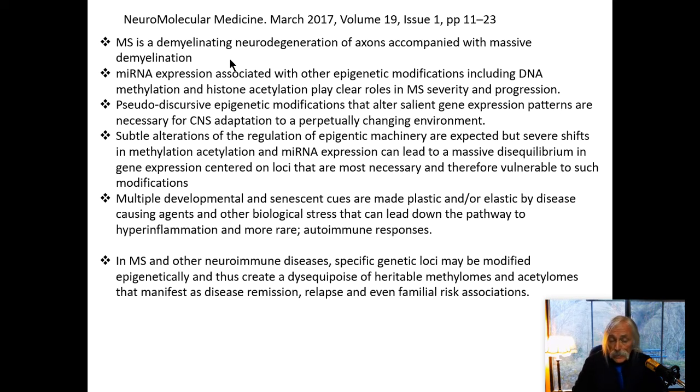new paper. All right. So in MS and other neuroimmune diseases, specific genetic loci may be modified epigenetically, that is methylation, acetylation, microRNA, major canonical mechanisms, and thus create a dysequipoise, right? So you have equipoise where everything is homeostatic and the controlling mechanisms are giving you a healthy cellular environment. So dysequipoise, where you disrupt the equipoise of all the expression of genes and turnover of membrane lipids, for example, you get that of heritable methylomes and acetylomes, which again are epigenetic phenomena, but you can inherit them. You can. And they manifest as disease remission, relapse, and even familial risk associations. See? They might look genetic, but they're actually epigenetic in origin, that is how you get there.